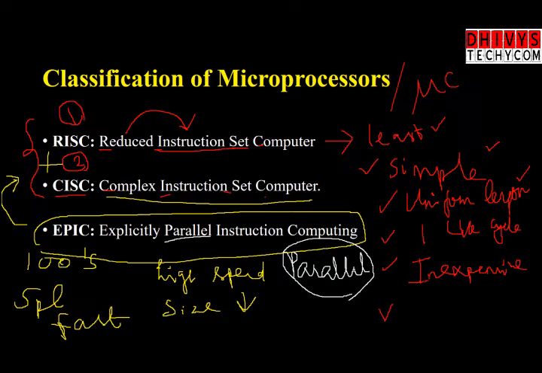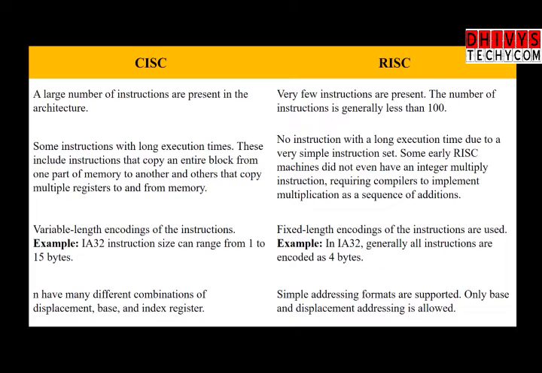Explicitly parallel instruction computing. So obviously we stick with the parallel instruction set combinations. Okay. And coming to the next point, we have to discuss the difference between CISC and RISC. It is the most important expected 2-mark question, or it can be an important 4-mark question as well.